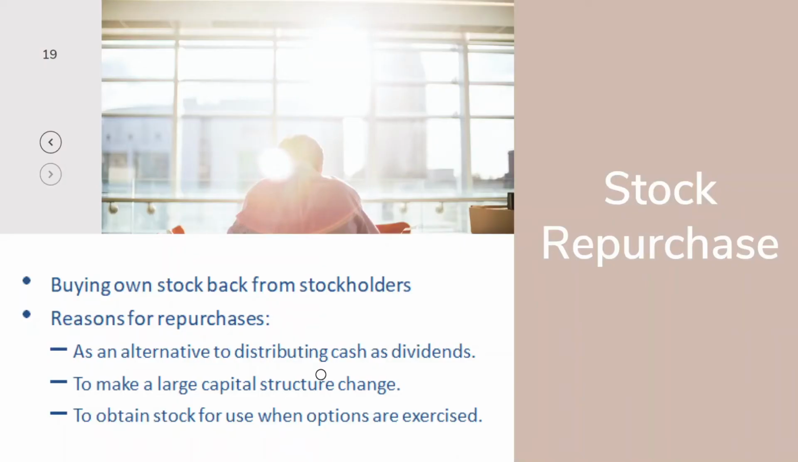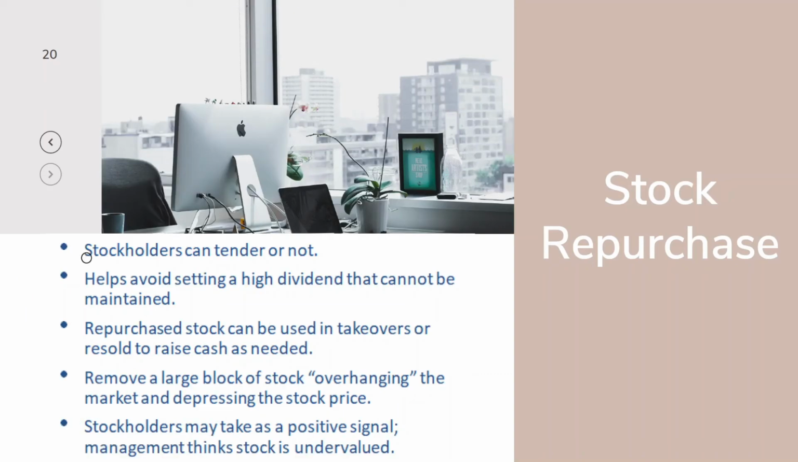For stock repurchase, this is also considered an alternative to cash dividends. Stock repurchase occurs when the company buys its own stock back from the shareholders. A reason for stock repurchase may be that the company wants to make some changes to its capital structure, or maybe the company has stock options and the holders of the options want to exercise their right, converting the options into the company's stock. For the stock repurchase, the firm's stockholders may decide whether to tender or not tender their shares. This is not compulsory. It is an option for the stockholders.